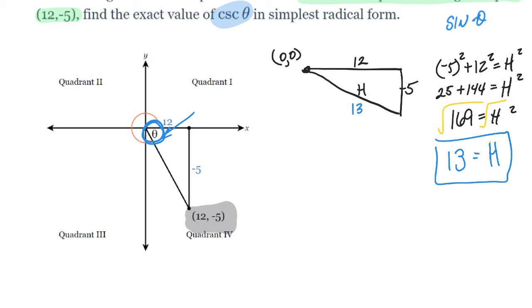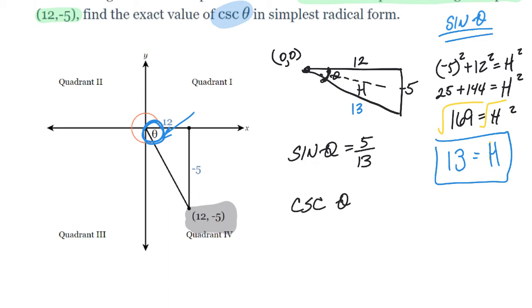So now that we have a hypotenuse, if you don't need to go through sine, then don't. But I like to go through sine of the angle that we don't know. And remember, it's always the one that touches the origin. That would be this angle right here. Sine is opposite, which is 5, over the hypotenuse, which is 13. So if sine is 5 over 13, cosecant, which is the one we're looking at, will be the reciprocal of that, 13 over 5.